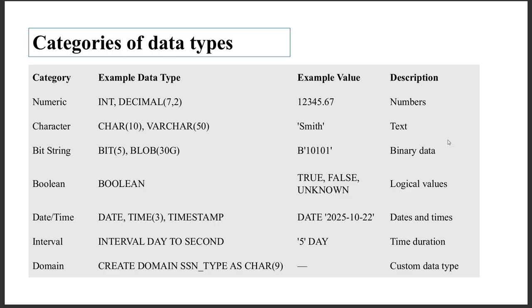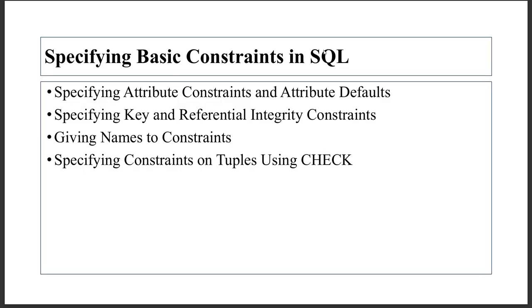Now categories. These are the categories: numeric, character, bit string, boolean, date or time, interval, domain. So these are all the categories of the data types. Now specifying basic constraints in SQL. How am I going to set the constraints? The moment I say constraints, you should know what a constraint is. What is the general meaning of constraint? A constraint is nothing but a condition which you are setting for the database.